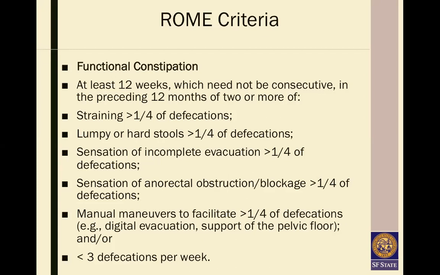That's either straining for more than a quarter of their defecations, or lumpy or hard stools for more than a quarter of their defecations, sensation of incomplete evacuation for more than a quarter of their stools, so meaning that they feel like they still have stool inside their GI tract, sensation of anorectal obstruction or blockage in more than a quarter of their defecations, and needing manual maneuvers to facilitate a defecation, meaning that they have to do a digital evacuation or support from the pelvic floor, either that or from medications. Or if they have less than 3 defecations per week. These are all types of functional constipation under the Rome criteria.